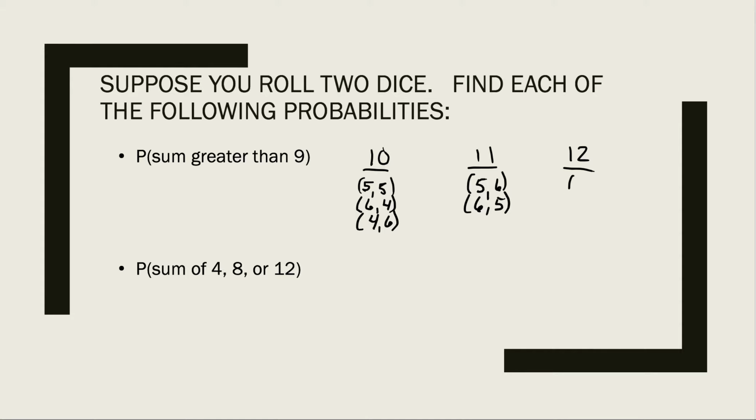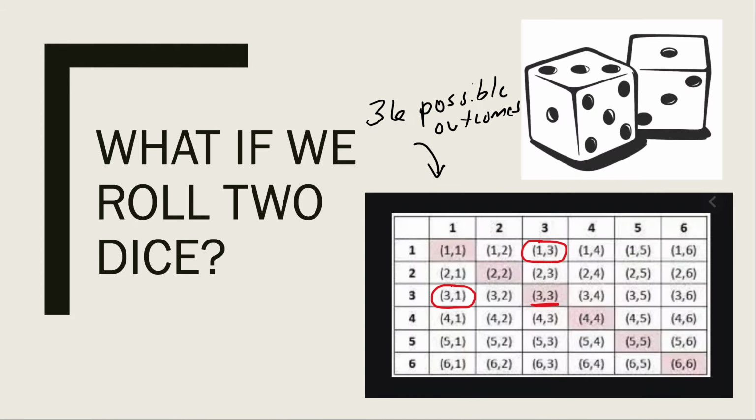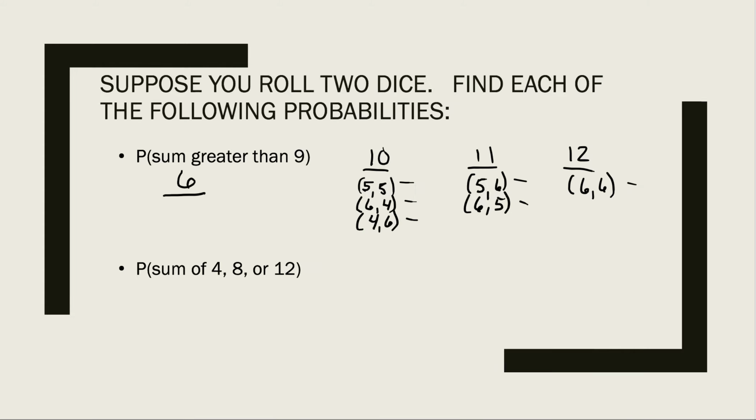And for a 12, the only way to roll a 12 is to roll a 6 on both die. All right, so how many outcomes do we have that are favorable? So let's count. 1, 2, 3, 4, 5, 6. So we have 6 outcomes that are favorable out of what? All right, so remember that we said that for our sample space, we had 36 possible outcomes. So that 36 is going to go on the bottom.